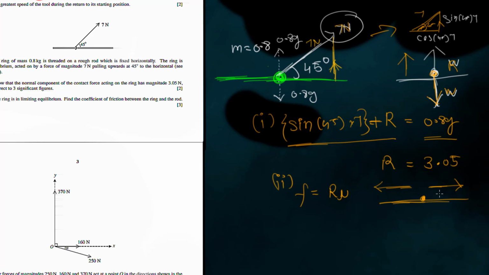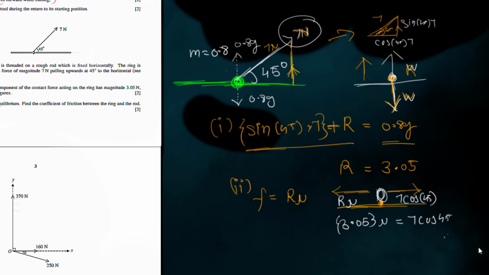So the horizontal component of your object's 7 Newton force would be 7 cos 45, and the backward force of friction would be your reactionary force multiplied by your coefficient of friction. Now we know that the reactionary force is 3.05, which we have figured out in the previous part, multiplied by the coefficient of friction is equal to 7 cos 45.